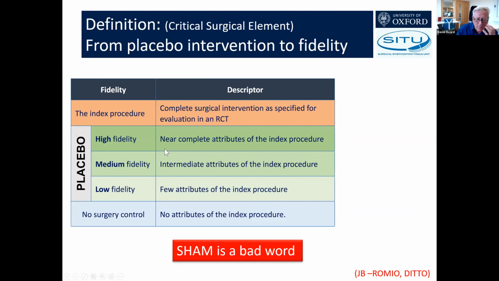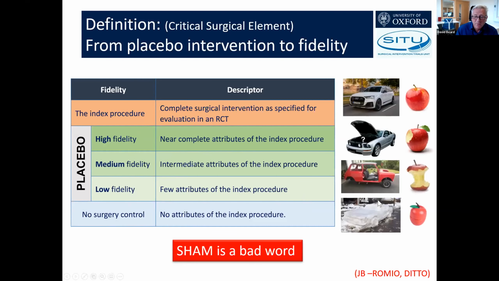And a recent workshop that we had, well, not recent now, but in the last few years, defined the levels of fidelity for the procedure, from high fidelity, where it's nearly the complete attribute, down to a low fidelity, where there's very few attributes to the index procedure, and it's closer towards not doing anything at all. It's a total pretend surgery. And then you've got a no surgery control, which we've already talked about.